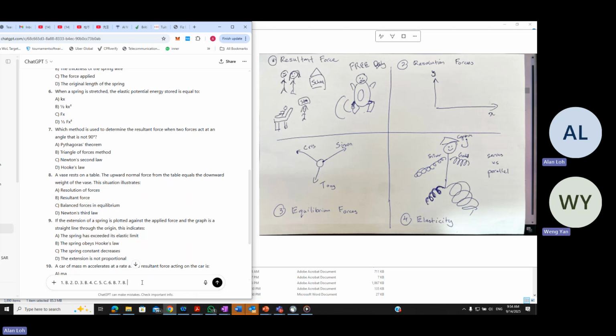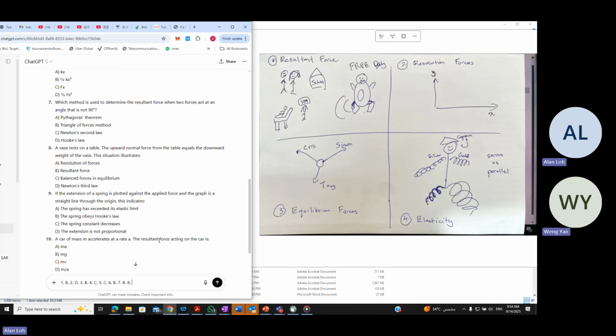Number 8, a vase rests on the table. The upward normal force from the table is equal. Oh, this one is this one. Yeah, Newton's third law, I'm pretty sure. I think so. Newton's third law? You sure? Which drawer is it? Where's the equivalent force?